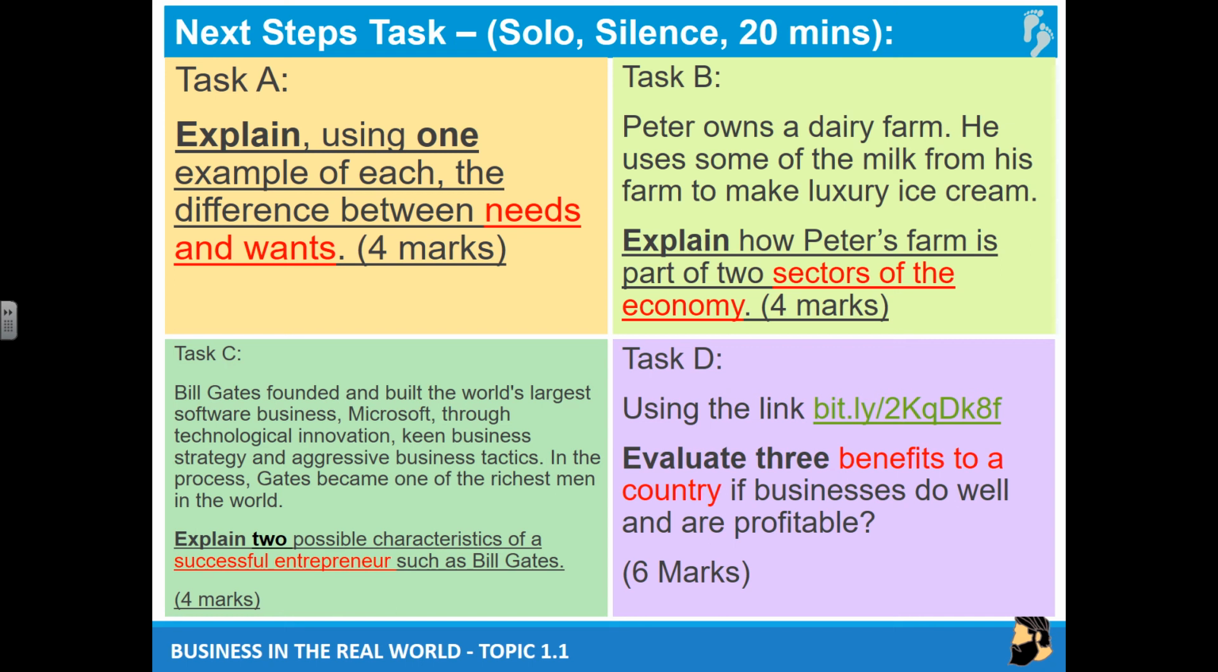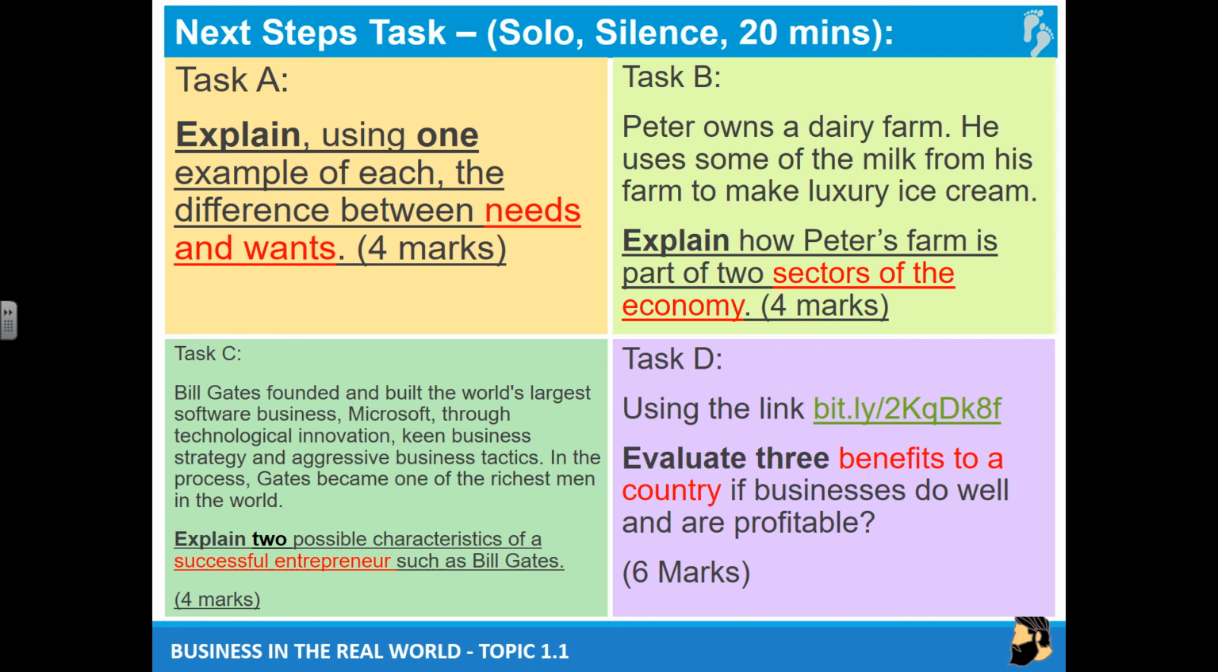Pick 2 characteristics that you think made him, and makes him, because he's still alive, still earning money, still one of the richest people in the world. What makes him a successful entrepreneur? And explain it. Okay, so 2 characteristics and then explain each one. So 2 points for the characteristics and then 2 more marks for the explanation.